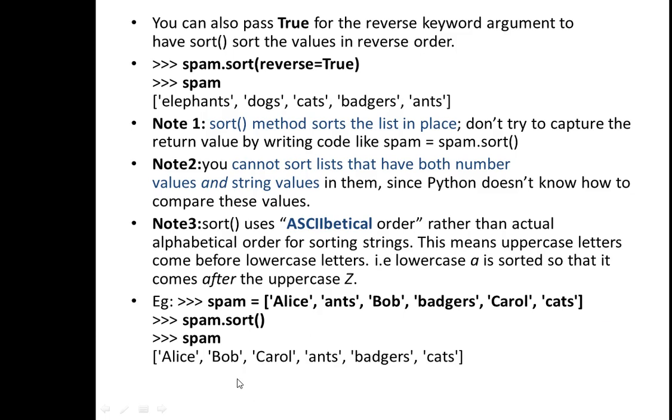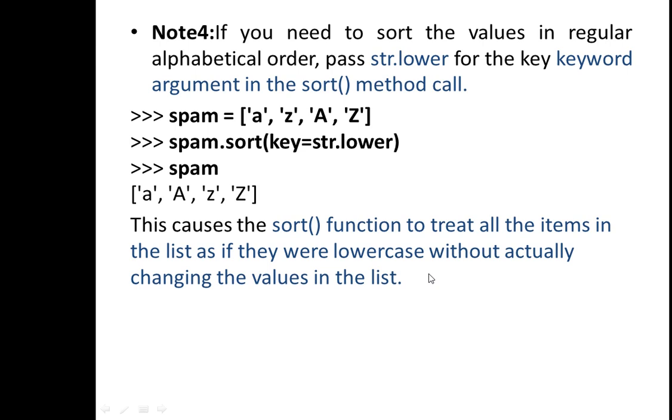It will give the ASCII-betical order, because in ASCII, uppercase letters will come first and then the lowercase letters will come. So when you arrange this list using the sort method, you can see Alice, Bob, Carol are printed first because they start with capital letters, and then the next words starting with small letters are coming. So that means the sort method by default works in the ASCII-betical order. It follows ASCII. That means uppercase letters will come first and then the lowercase.